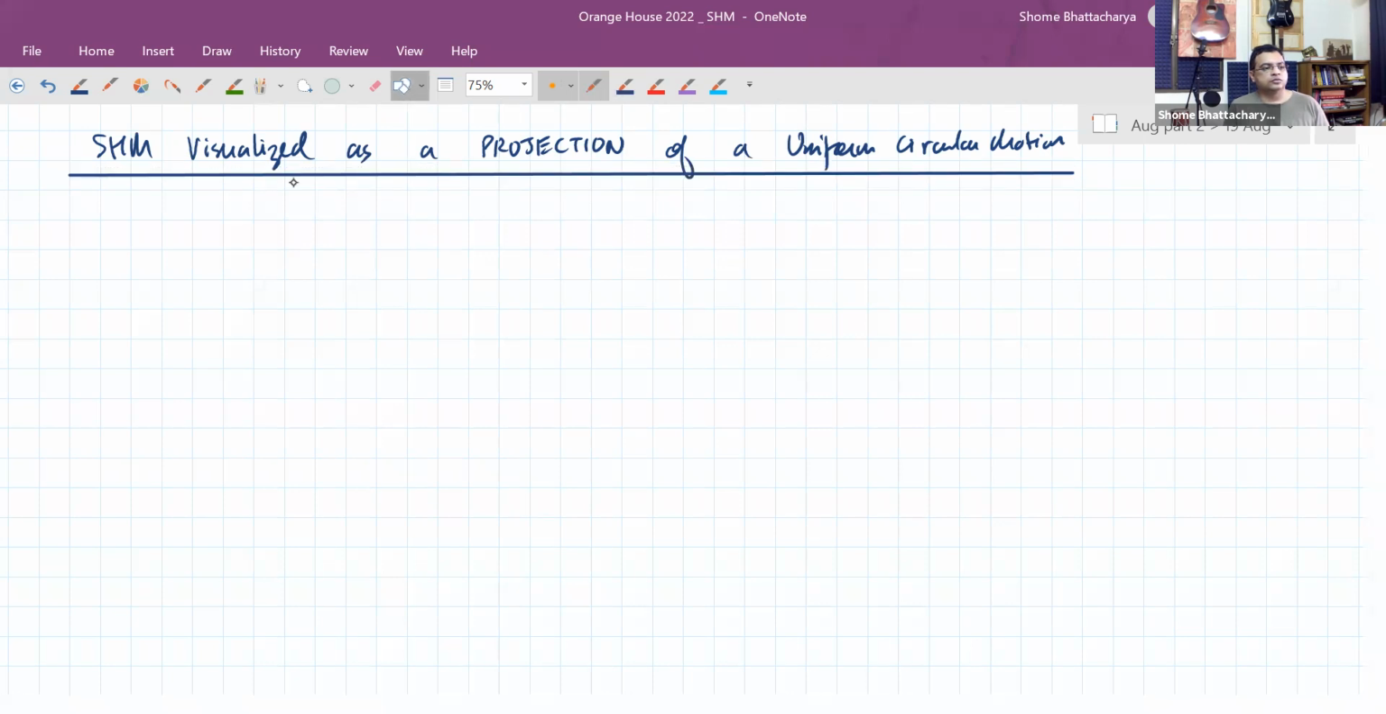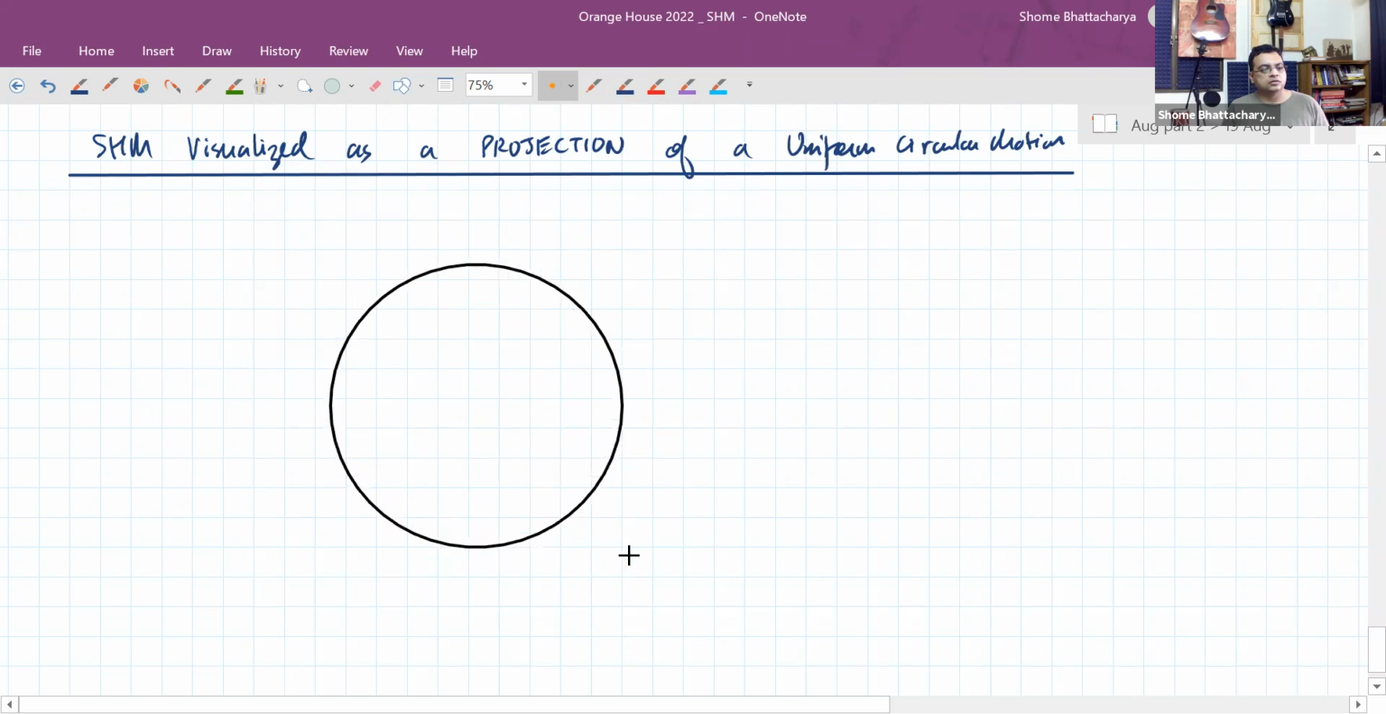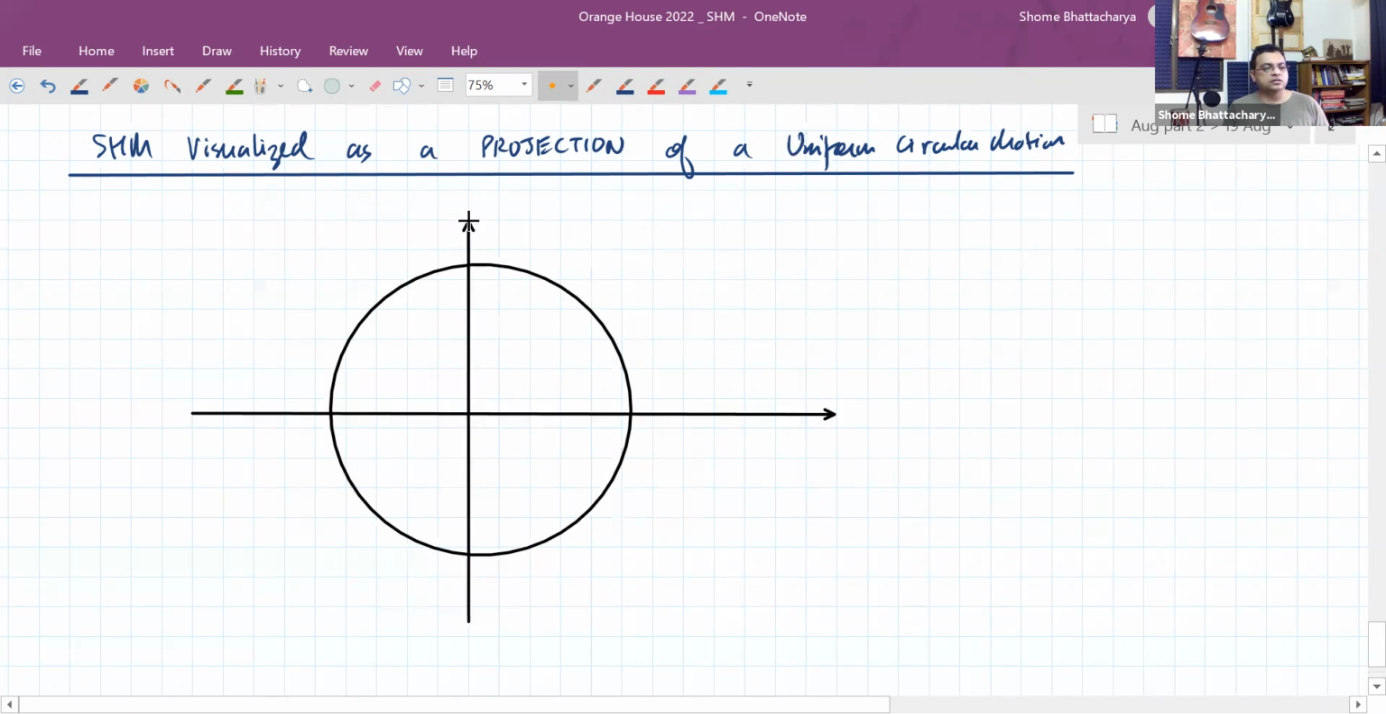So if you consider a particle moving about uniformly on this circle, which is, let's say, in the XY plane, then when you look at the shadow or the projection of the particle on either the x-axis or the y-axis, you will see that that is nothing but an SHM.